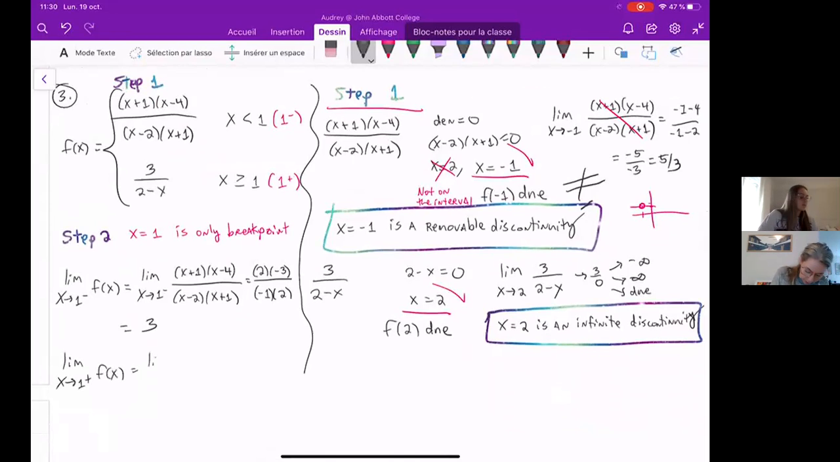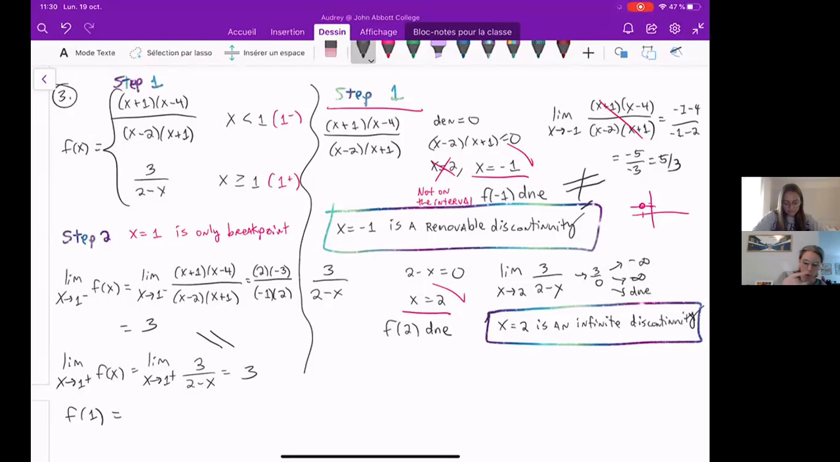So now we're at the bottom function. And that also equals 3. So right now I have that these two things are equal. Is that enough to tell me that this is continuous? No. What else do I need to look at? F of 1. And which function am I going to for f of 1? The bottom one.